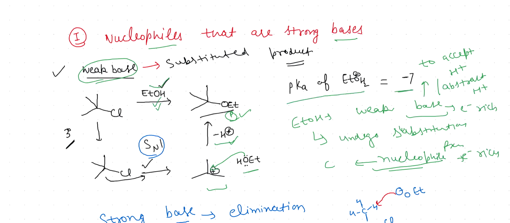So there are several molecules of ethanol. There is another molecule of ethanol. So one molecule of ethanol gets protonated itself, and the other will also get protonated. So here the pK of the molecule is less, and that's why it is acting as a weak base.